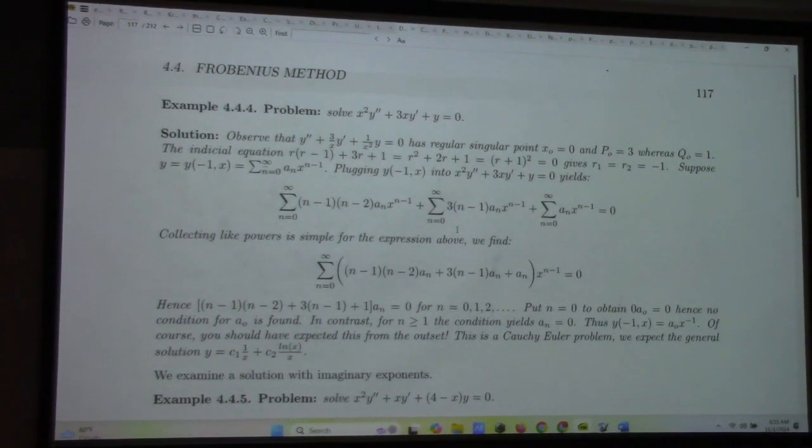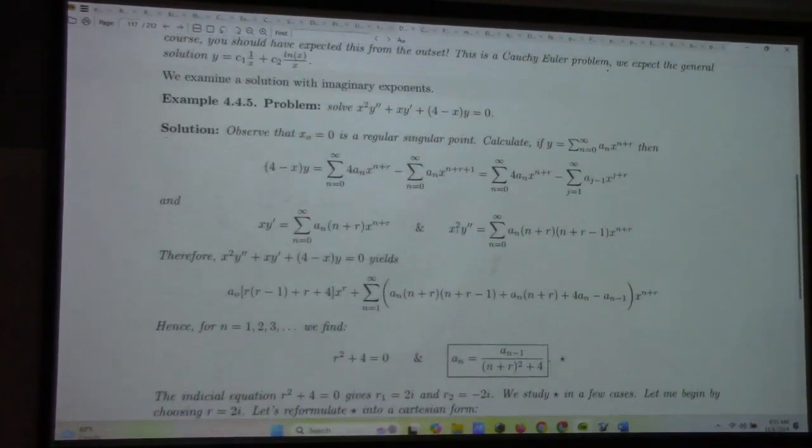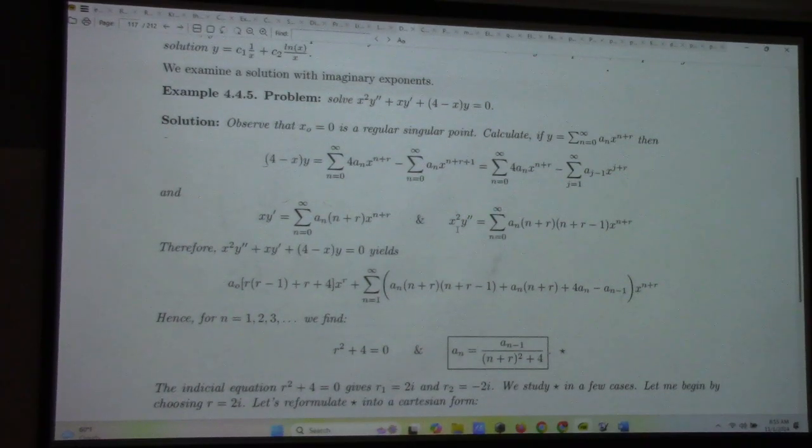Let me go on here. The next one, x squared y'' plus xy' plus (4 minus x)y equal to 0. So here, again, 0 is a regular singular point, and if I work through the Frobenius method and plug it in, I work my way to this character right here. My indicial equation is this equal to 0, which simplifies to r squared plus 4 equal to 0, and here's my recurrence relation, all right?